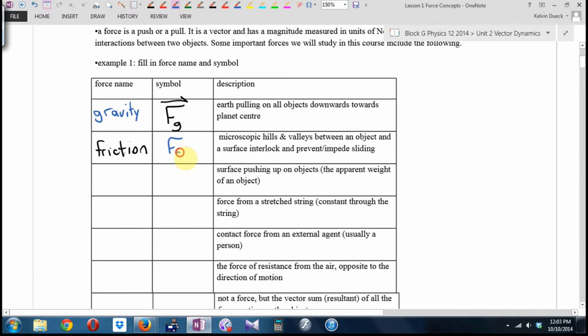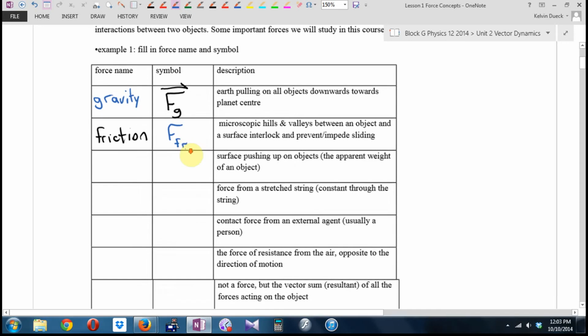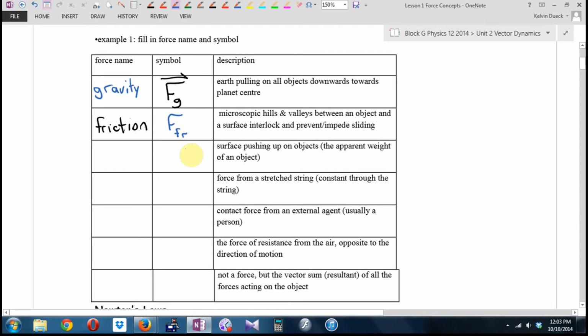Most textbooks call it FF. For some reason, I don't know why, I almost always call it FFR. The R is optional, but for some reason, years ago, I started picking it, I guess, for friction, but whatever. There's my symbol for friction. Who remembers, what did we call the force that was the surface pushing up on an object, also the apparent weight of an object? Normal force.